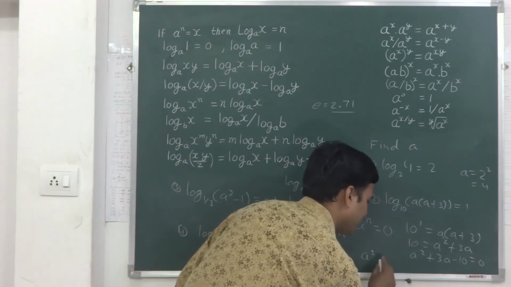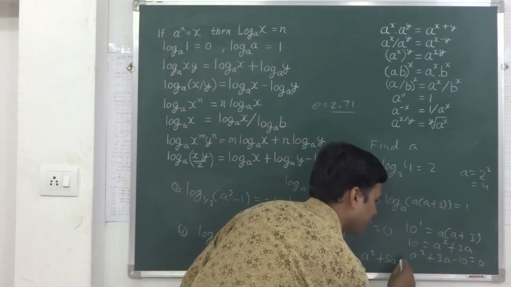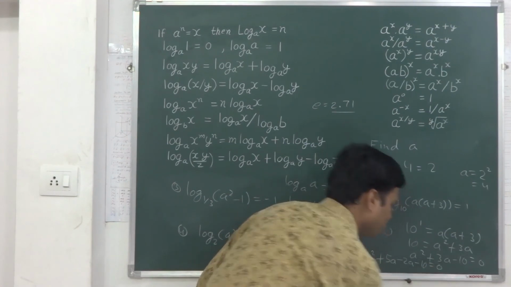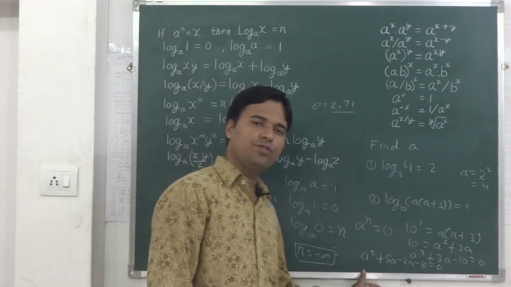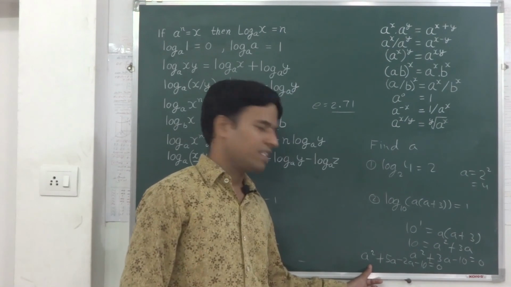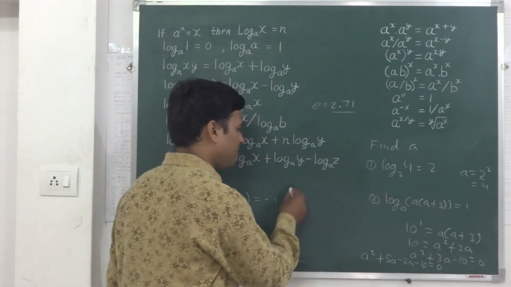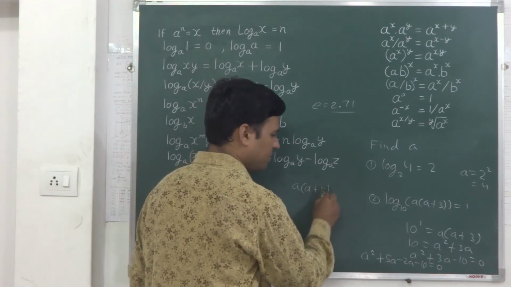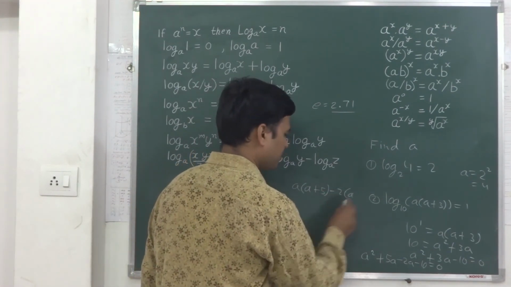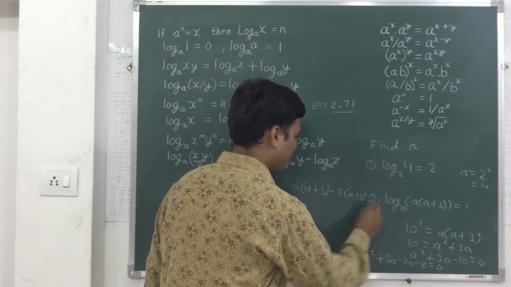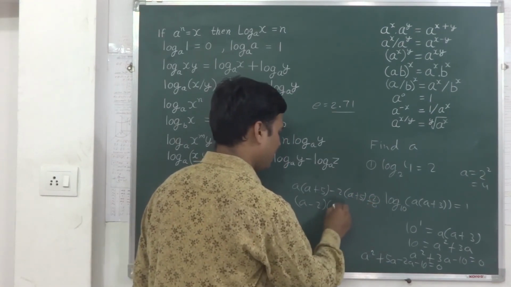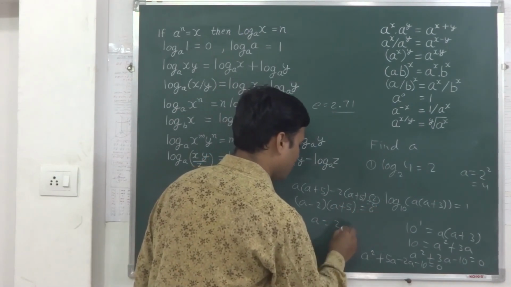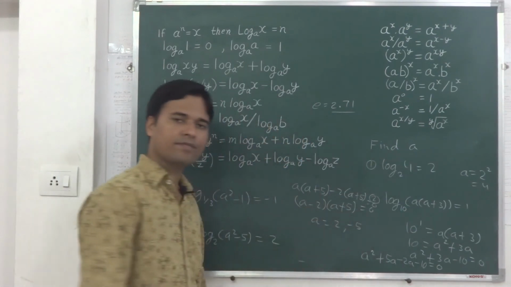Then a square plus 5a minus 2a minus 10 is equal to 0. We would use the method of factors to get this relation simplified. So a is outside, a plus 5 minus 2 times a plus 5 is equal to 0. So a minus 2 multiplied with a plus 5 is equal to 0. So a value is equal to 2 or minus 5.